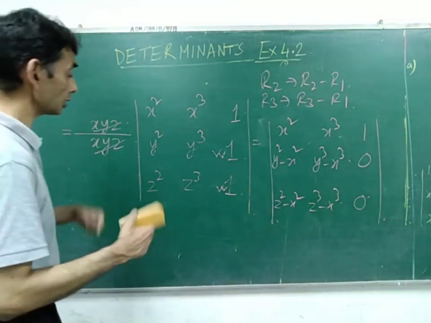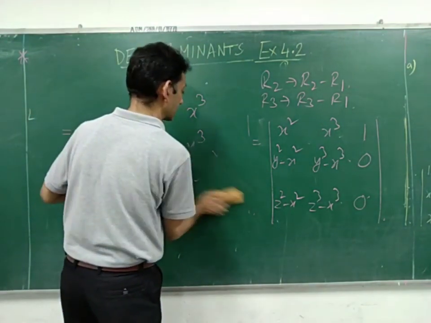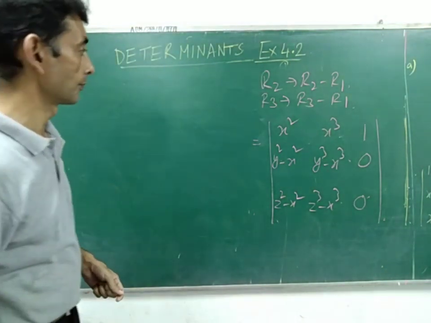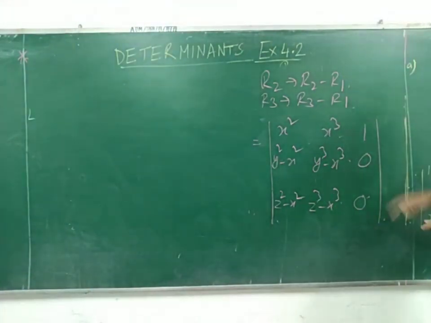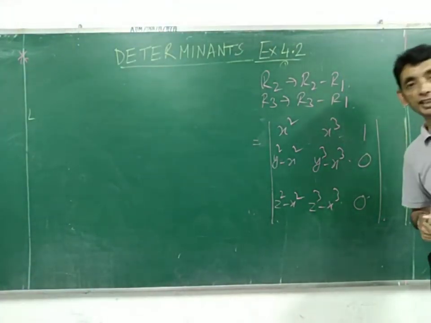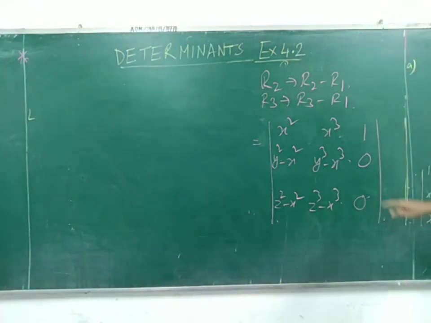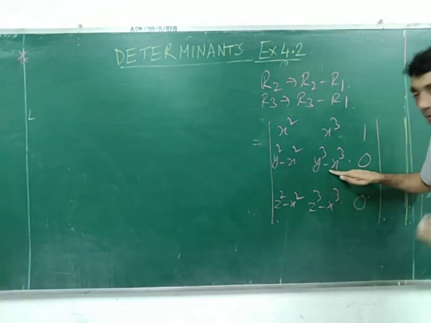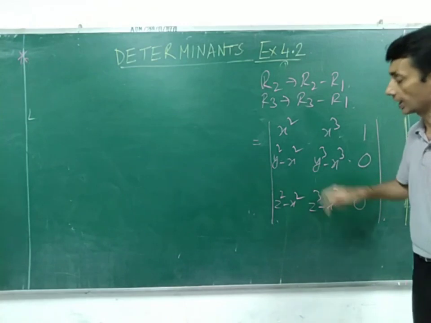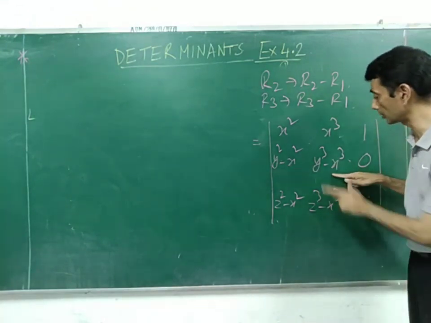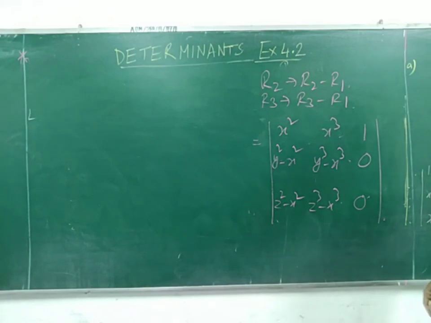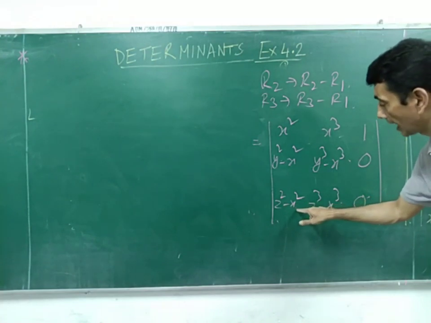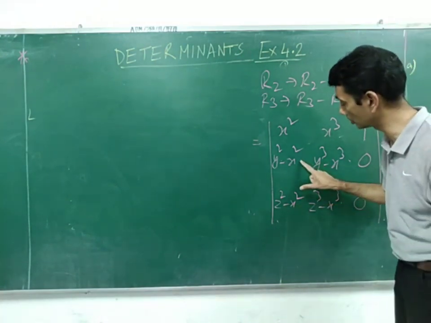Now, what will be the next step? This question's remaining part is similar to the previous question, question number 8. Before we expand this determinant along the third column, there are some simplifications. What is common in the second row? In the second row, this is y squared minus x squared, this is y cubed minus x cubed. So obviously y minus x is common there. So we are going to take y minus x common from the second row. What is common in the third row? Z squared minus x squared, z cubed minus x cubed. So z minus x is common. So we are going to take common from row 2 and row 3.